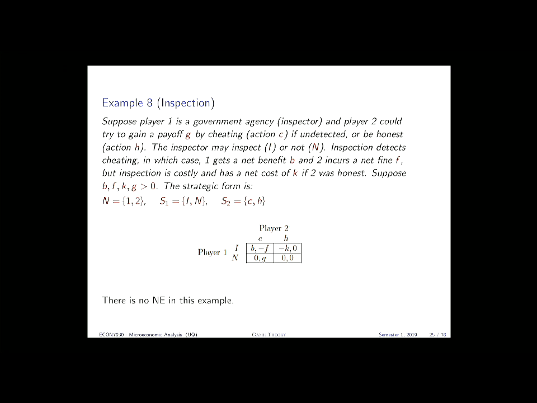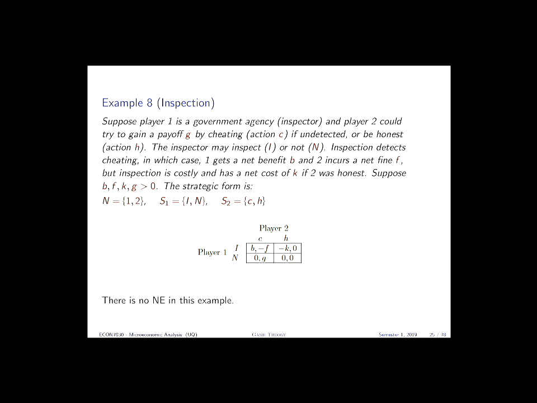But if they are honest, their payoff is 0, because they already paid their taxes and there's a cost of minus K for the agency. Obviously, it is costly, otherwise the ATO would inspect all of us every year. The fact that they don't is because it is costly for them. So that's the minus K which is there.